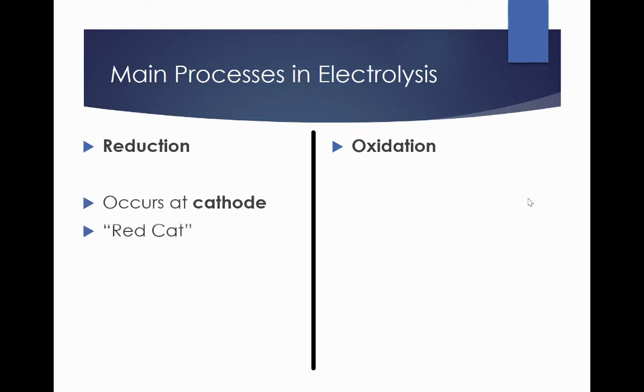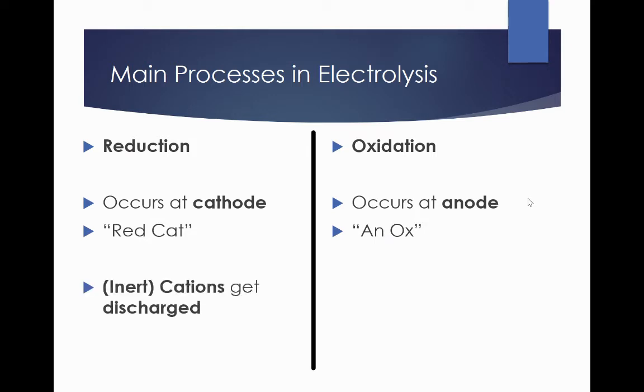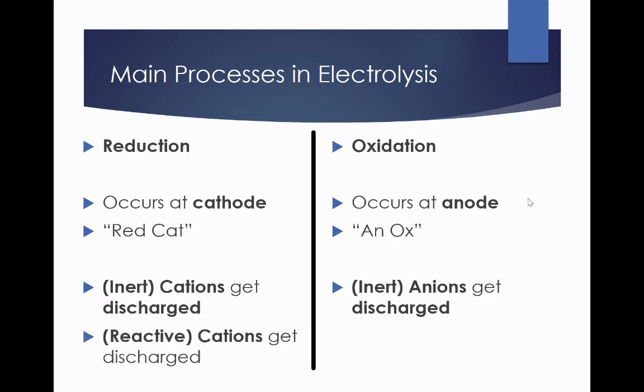Now, reduction always occurs at the cathode, and I've taught you this short form "red cat" before to remember what process takes place at the cathode and the anode. And this means that oxidation takes place at the anode. Now, for inert electrodes, cations will get discharged at the cathode, whereas the anions will get discharged at the anode. Now, this is still quite straightforward, but when we look at reactive electrodes, the cations still get discharged, whereas for the reactive electrodes, the electrode itself is oxidized.